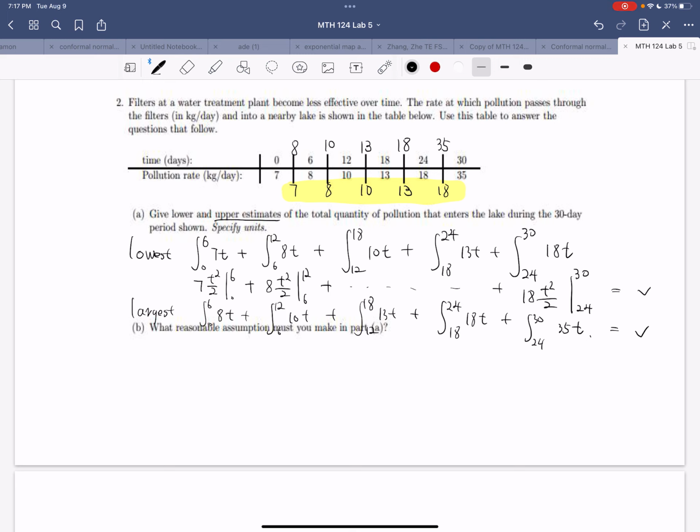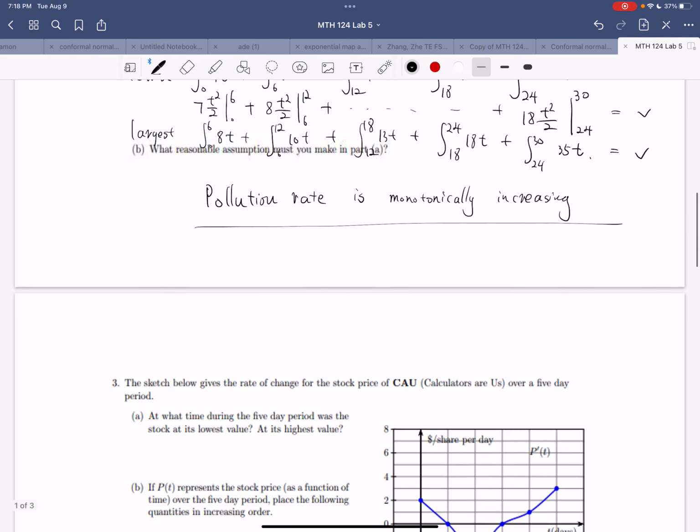That's the upper estimate. So the reasonable assumption we make here is that the pollution rate is monotonically increasing. Right? That's the assumption we make here.